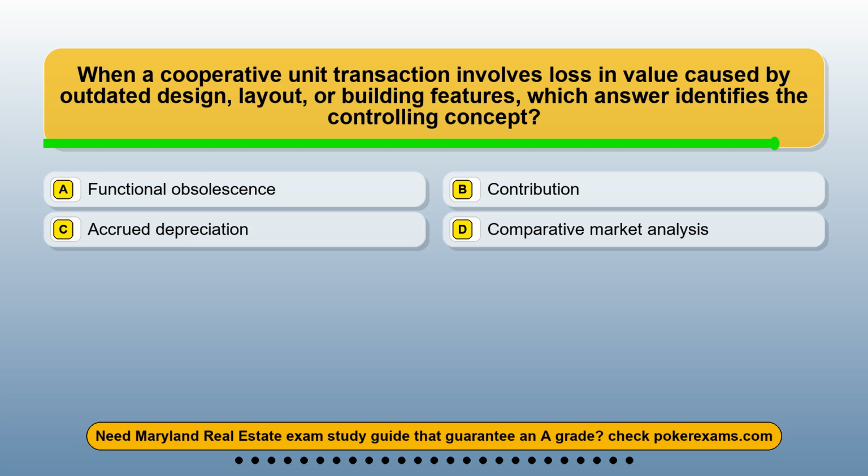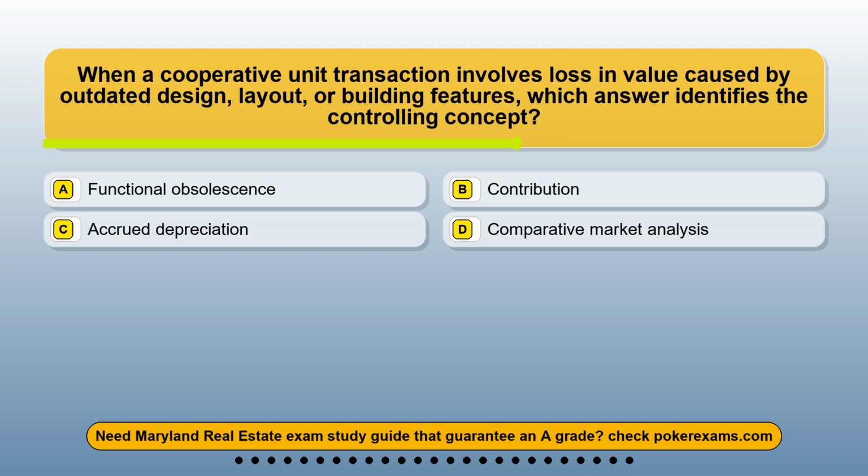Question 1. When a cooperative unit transaction involves loss in value caused by outdated design, layout, or building features, which answer identifies the controlling concept? Option A. Functional obsolescence. Option B. Contribution. Option C. Accrued depreciation. Option D. Comparative market analysis.